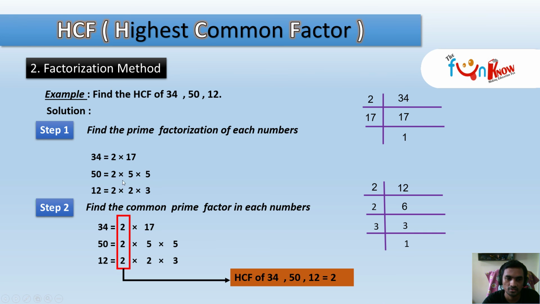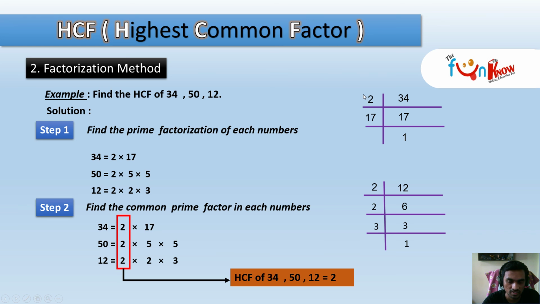You take 34, you write it over here, and then you divide it by 2 and you get 17. Now 17 cannot be further divided, so you divide 17 by 17 and you get 1. Same technique we use with 12. 12 divided by 2 is 6, and same with 6 divided by 2 is 3. And now you cannot use 2, so you use 3. So 3 divided by 3 and you get 1.